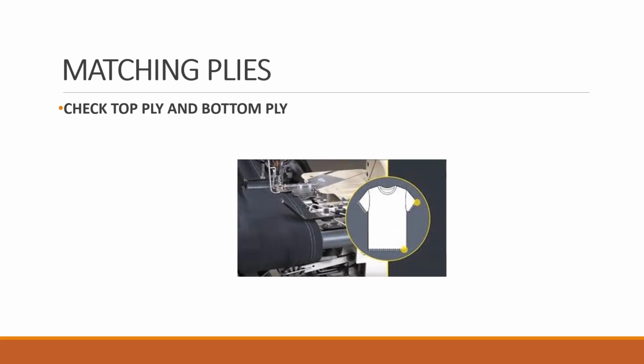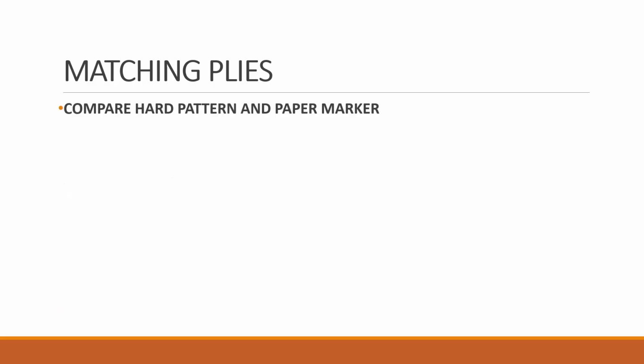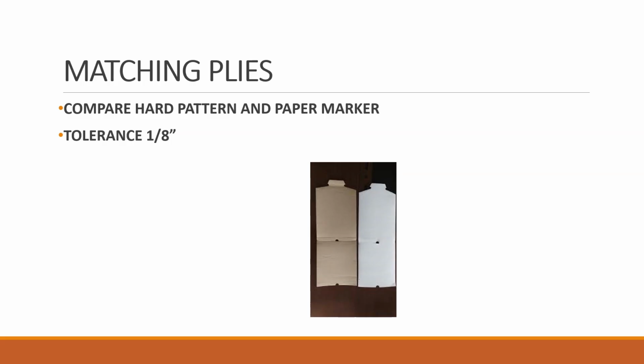Now, matching plies, this is also another important area wherein we can check the ply, that is the top and the bottom ply. And there is also some tolerance level. When you are talking about matching plies, we have to compare the hard pattern and the paper marker. And there is a tolerance of 1/8 inch in the matching plies between the pattern and the paper, as shown in the particular image.